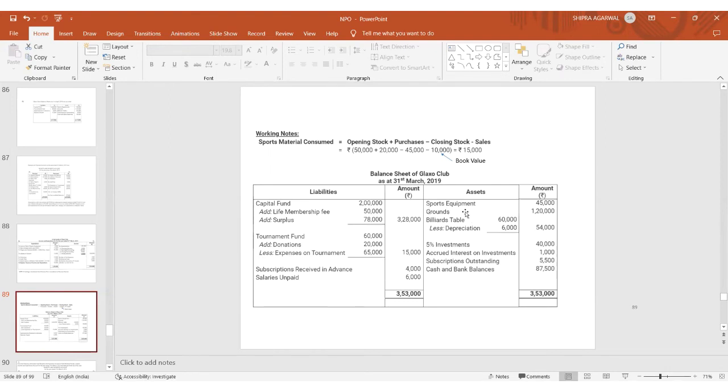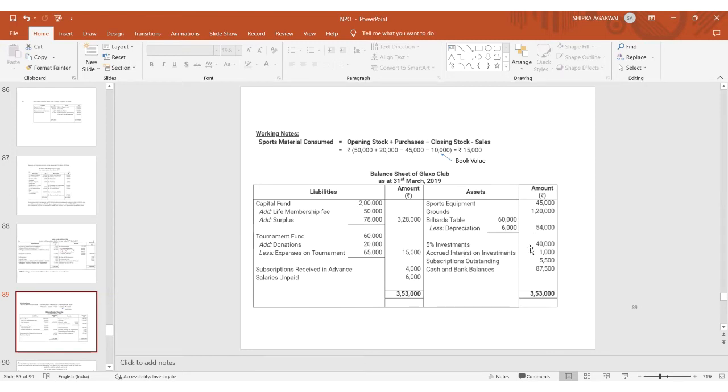Now moving on to the asset side. On the asset side, you have sports equipment. You have purchased the sports equipment and the overall value is 45,000. Then your ground is for 1,20,000. Now your billiards table was initially 60,000, to which you have charged a depreciation of 6,000. An asset is always shown as actual value minus the depreciation, then the net value, right? So 6,000 is the depreciation. So my net value comes out to 54,000.